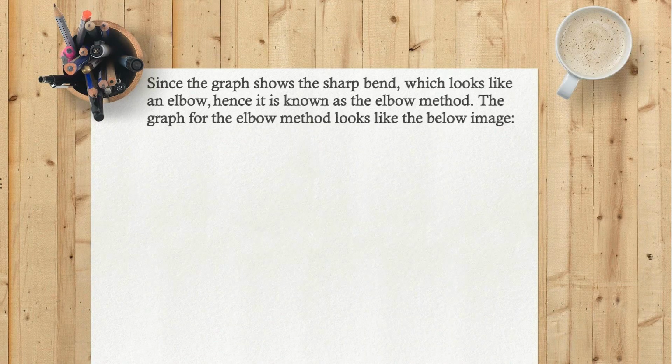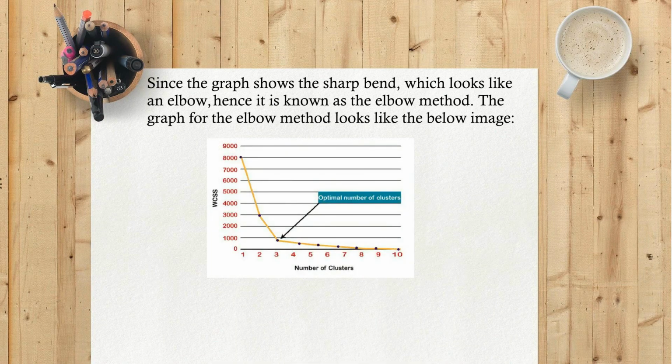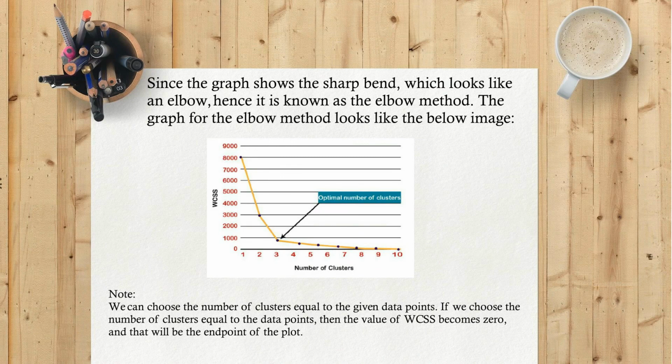Since the graph shows a sharp bend which looks like an elbow, it is known as the elbow method. The graph for the elbow method looks like the below image. Note, we can choose the number of clusters equal to the number of data points. If we choose the number of clusters equal to the data points, then the value of WCSS becomes 0, and that will be the endpoint of the plot.